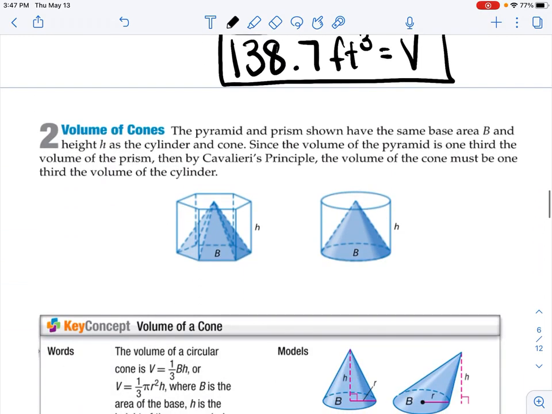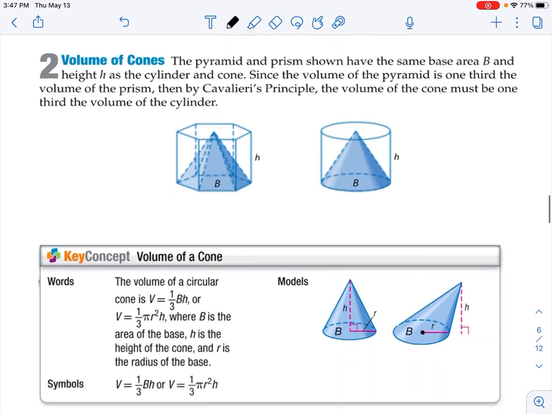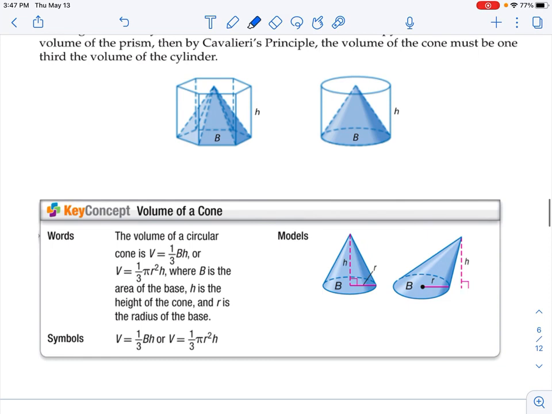All right, so that's pyramids. You find the area of the base, you multiply it by the height, and then divide by 3. You'll notice cones are pretty similar. The pyramid and prism shown have the same base area B and height H as the cylinder and cone. Since the volume of the pyramid is 1/3 the volume of the prism, then by Cavalieri's principle, the volume of the cone must be 1/3 the volume of the cylinder.